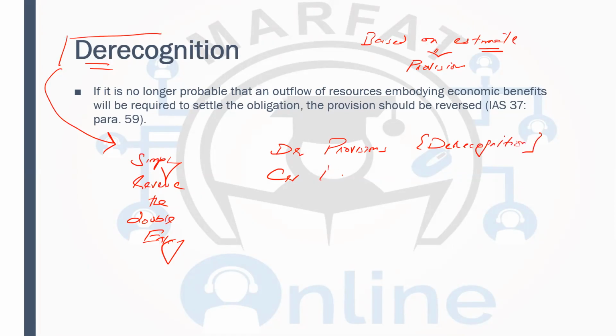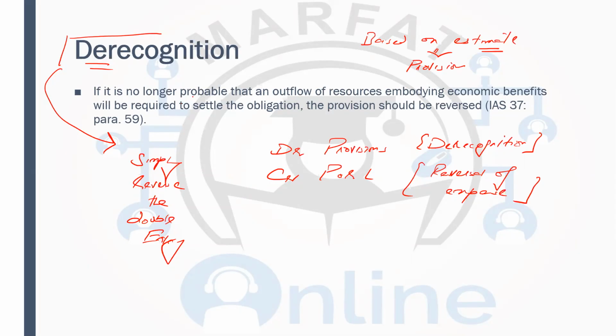And credit profit or loss, because earlier you booked the expense, now you will be crediting the profit or loss. So basically this is a reversal of expense, which you have already recorded. So debit provisions, which is the de-recognition of the provision, and credit profit or loss, which is the reversal of the expense. So this is the de-recognition.